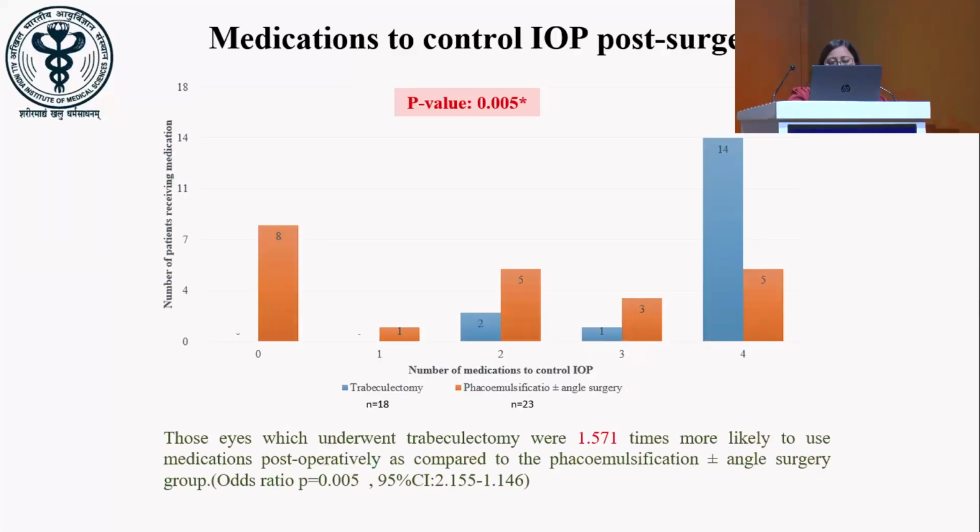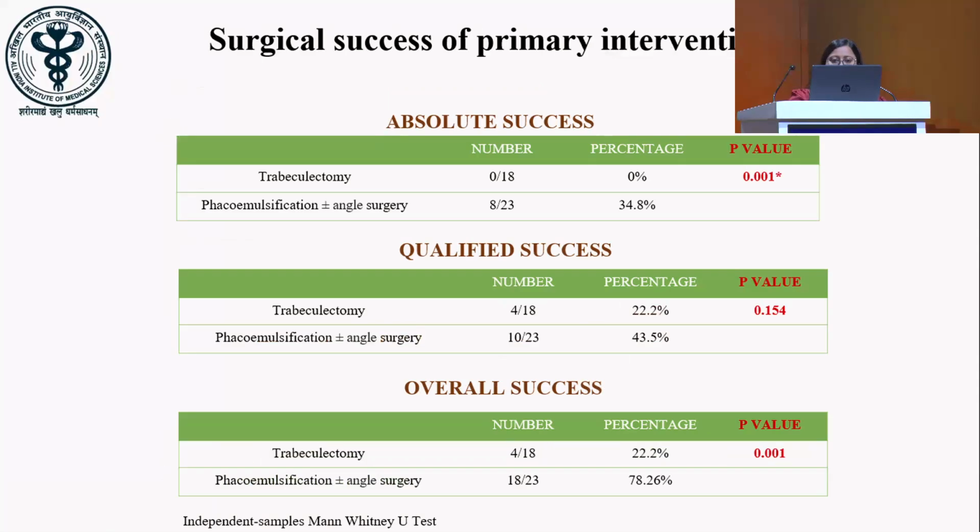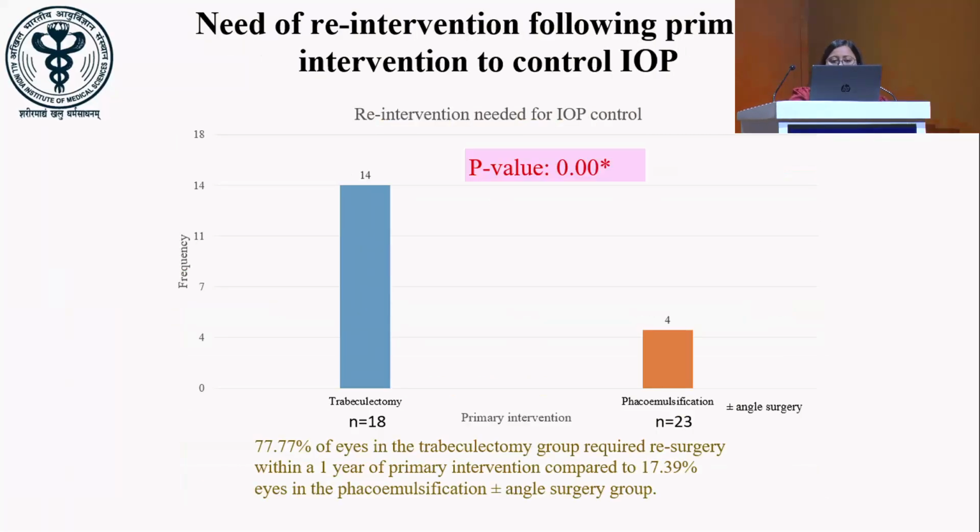However, we saw that the eyes which underwent trab were using 1.5 times more number of medications. The absolute success was achieved only by the phacoemulsification plus or minus angle surgery patients. None of the trab patients achieved absolute success. And also, the number of re-interventions was significantly higher in the trabeculectomy group.